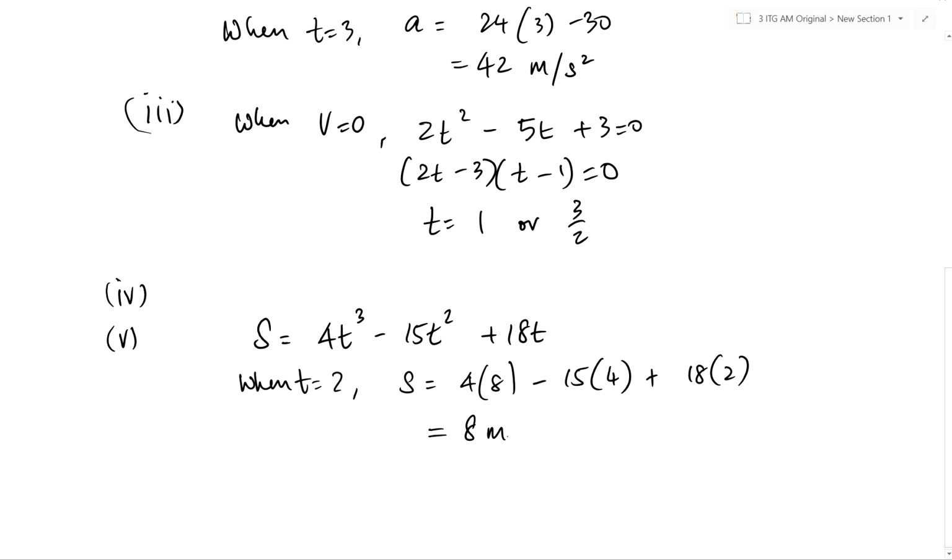This means that it is in a positive direction, 8 meters. Okay, when t equals 2, this is also the displacement. Now what about part 4? Do you expect the answer to be the same in part 4? Why not?